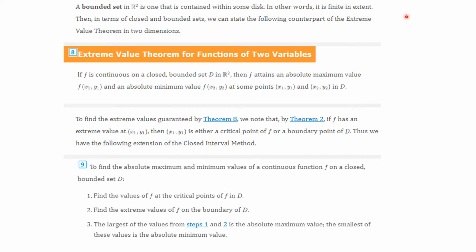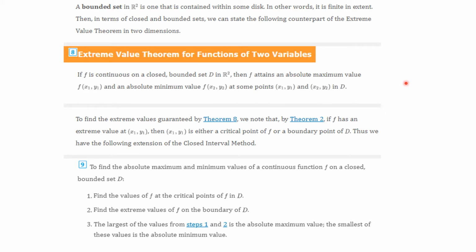We define a bounded set in R2 as one that is contained within some disk. That means you can put a disk around it. In other words, it is finite in extent. Then, in terms of closed and bounded sets, we can state the following counterpart of the extreme value theorem in two dimensions. And there are multiple dimensions higher than 2 where this is also true.